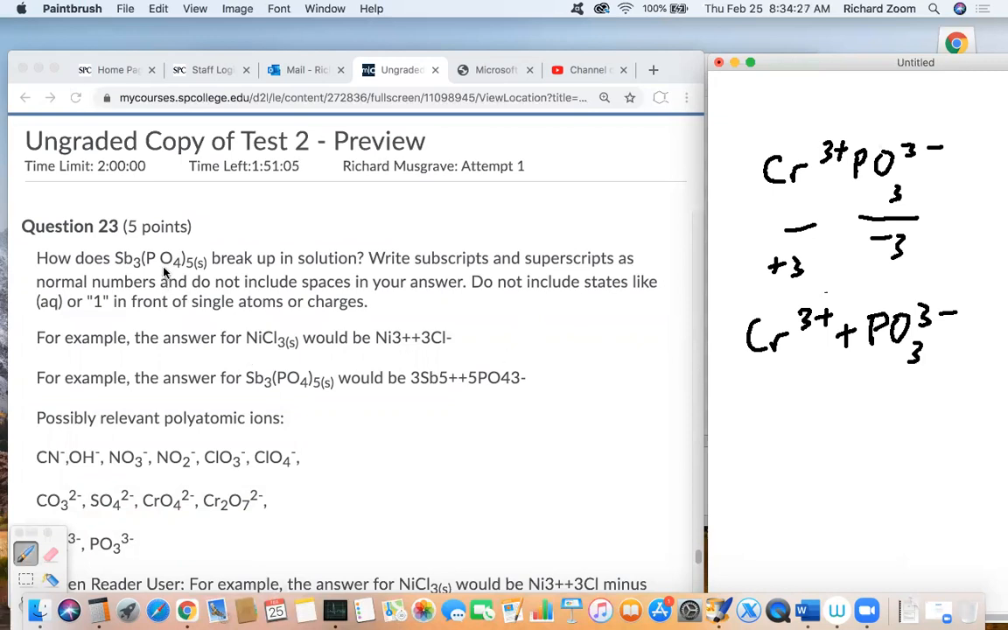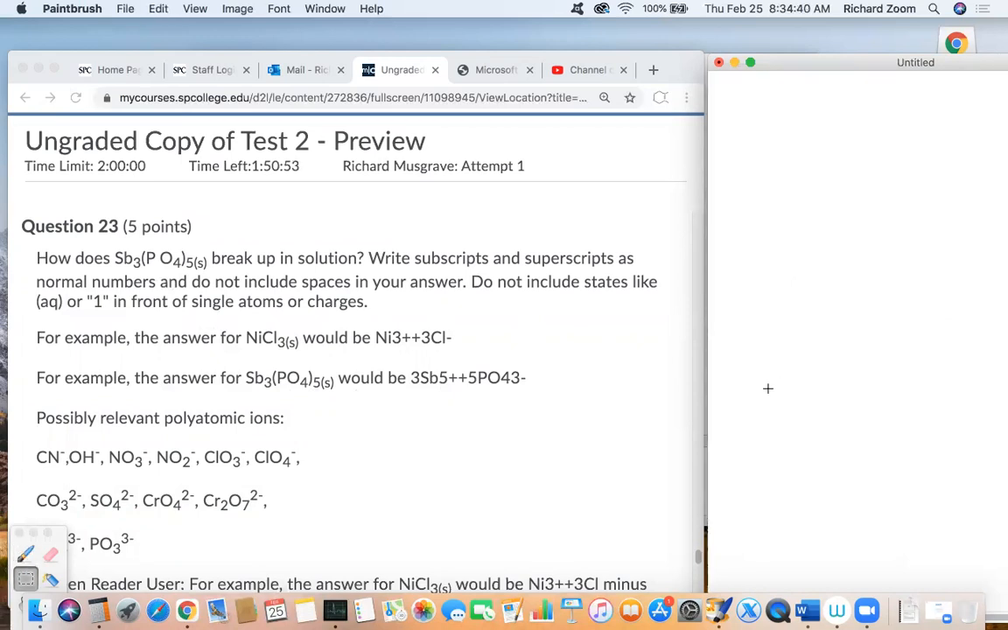Well, with this one, that's a lucky break, isn't it? There's an example here for this very problem, and that would be 3 Sb5+ and 5 PO4 3-. But I'll show you how that would come about. I probably should take that question out since it's already answered in the examples. It would be Sb, and there's 3 of those. And you can see here there's going to be 5 PO4 groups. So that's an example of what happens when you've got more than one of those polyatomic ions.